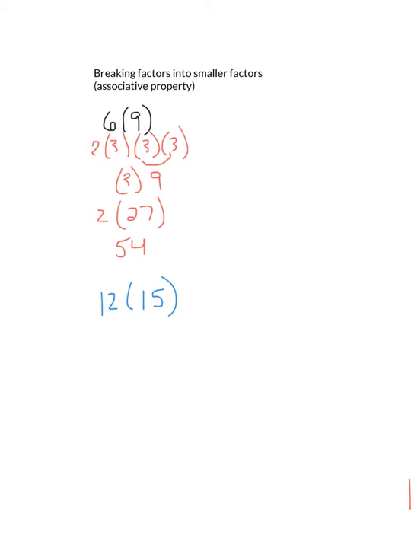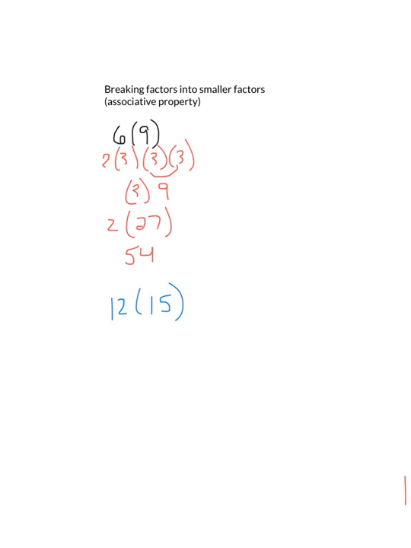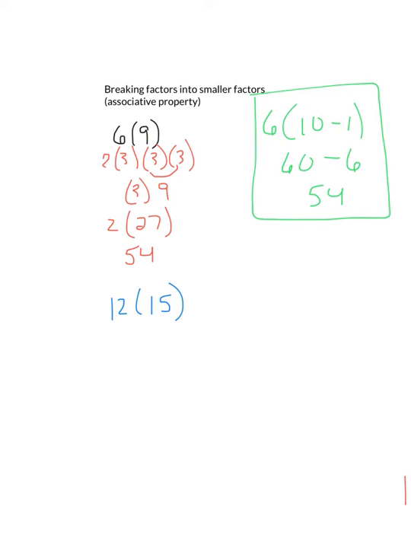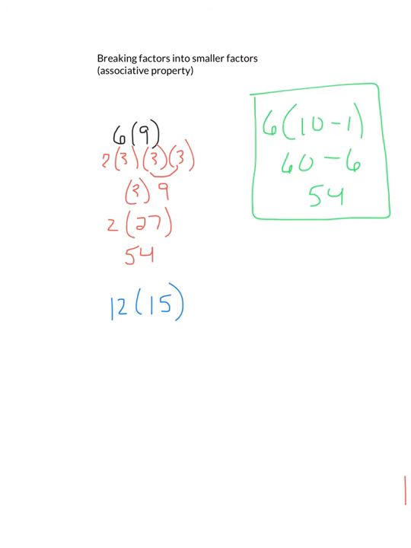Or if you used partial products, I know for some of us we would say, well, Mr. Harrison, I know that 6 tens is 60, and then if I took away 6, I know that would give me 54. That would be partial product. And again, that might be a more efficient way, so breaking factors into smaller factors may not be the most efficient way. But let's look at 12 groups of 15. I think it becomes very efficient here.